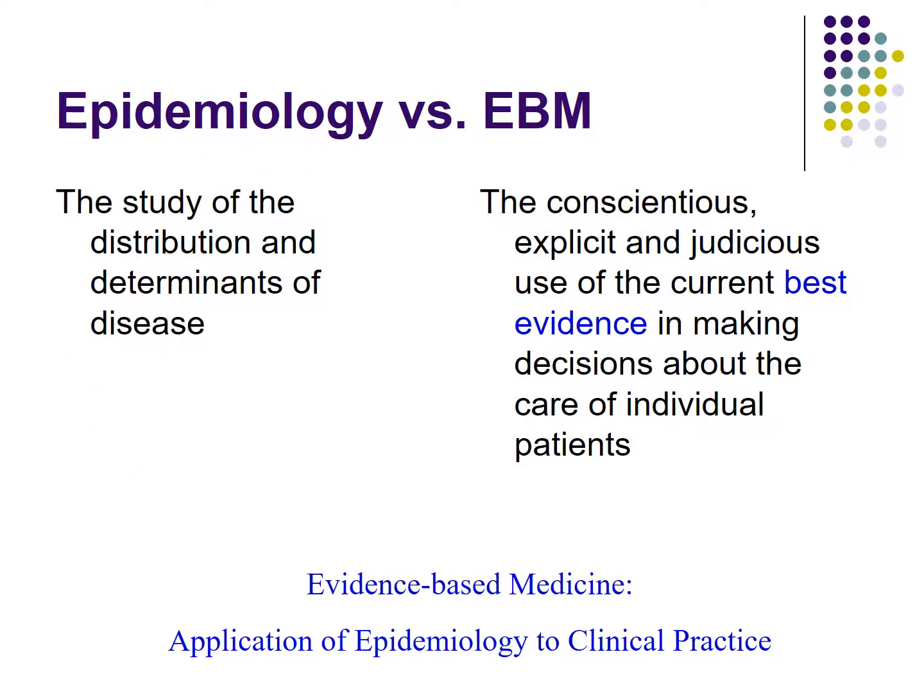So here's the definition of epidemiology, the study of the distribution and determinants of disease. Evidence-based medicine is very similar and somewhat of a tangent or offshoot of epidemiology, and here's one definition I found: the conscientious, explicit, and judicious use of the current best evidence in making decisions about the care of individual patients. So the best evidence needs to come from good studies of the distribution and determinants of disease. So it's really coming from a foundation of epidemiology.